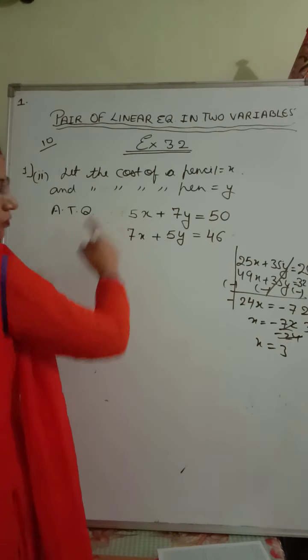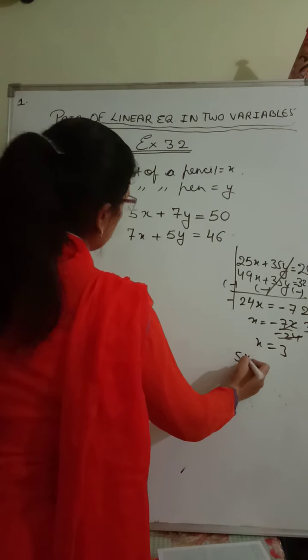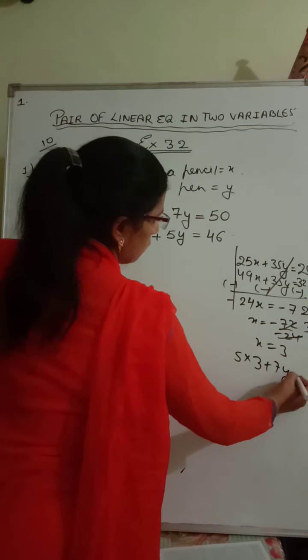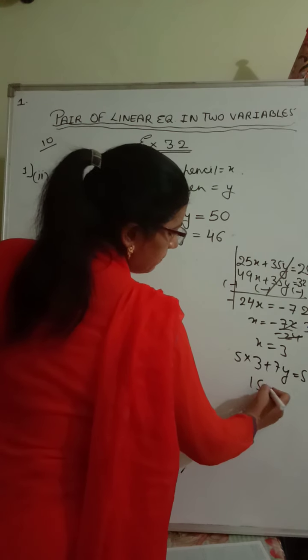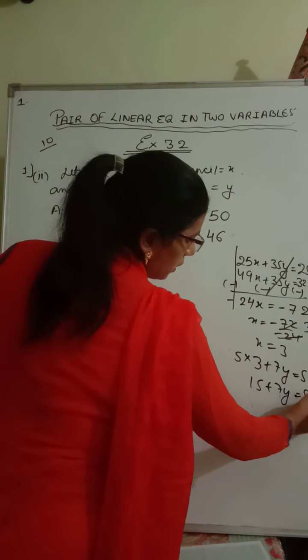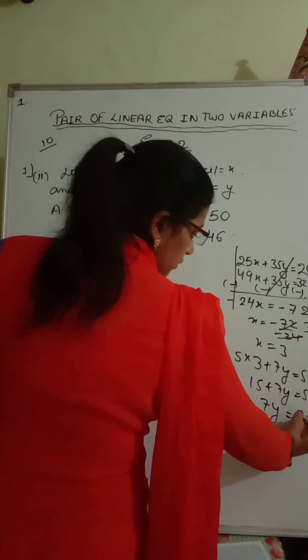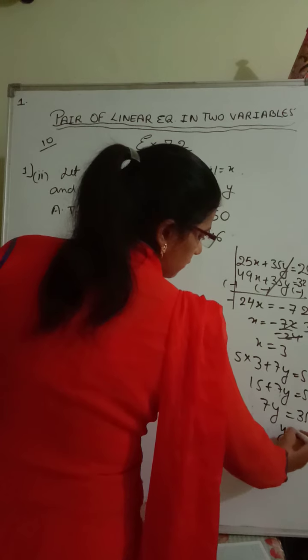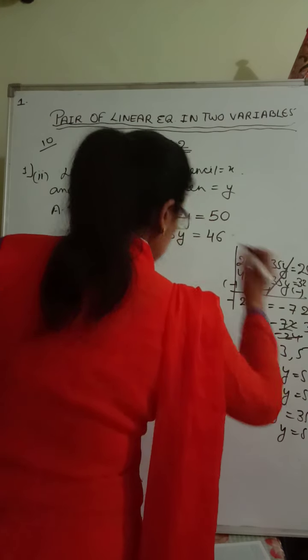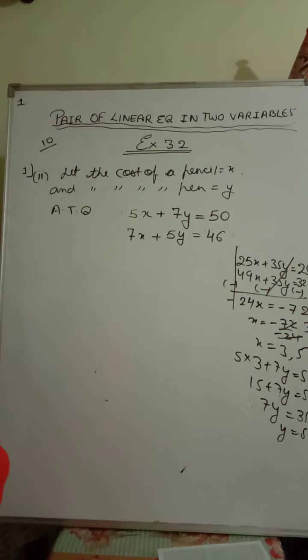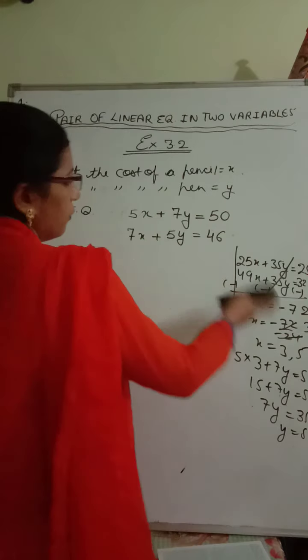Substitute the value in one of the equation. 5 into 3 plus 7y equals to 50. 15 plus 7y equals to 50. 7y is equals to 50 minus 15, 35. 7 5s are 35. So y is equals to 5. Okay, so your line will intersect at 3, 5.